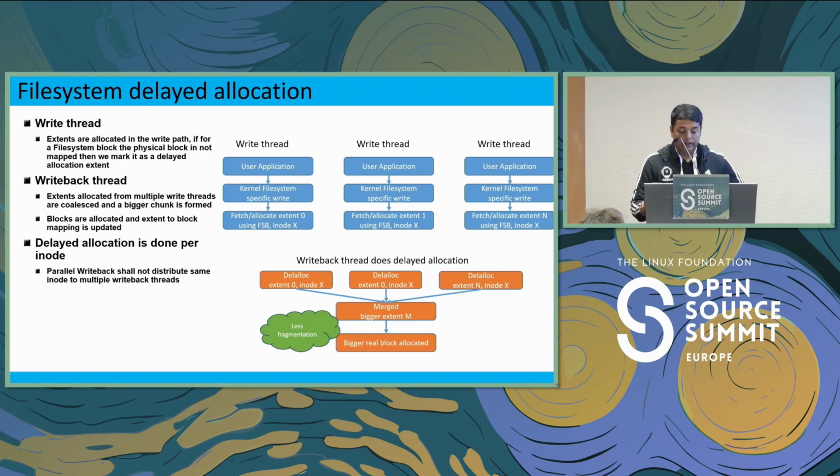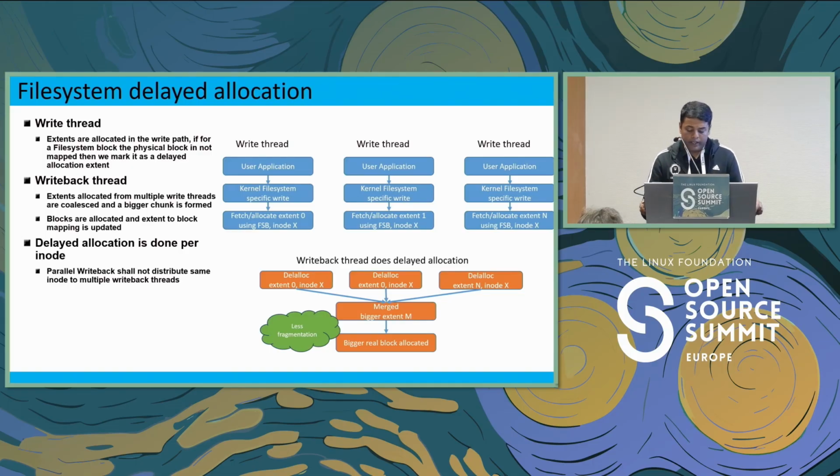Going further, I'll discuss file system delayed allocation. Once the write is issued using the write thread, the kernel's file system specific write is invoked, and an extent gets allocated there. This extent sees that if the disk block is not allocated, it is marked for delayed allocation. Delayed allocation means that the real allocation of the disk blocks will happen at the time of writeback. In the writeback, we again have file system specific code, and the allocation happens there.